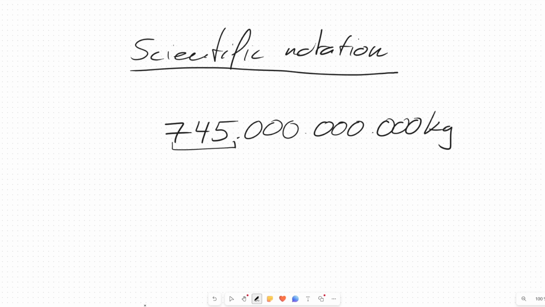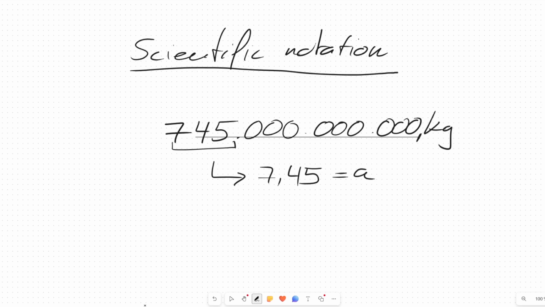Well, we look for the number which is different from 0, which is 745, and we write it as a number between 1 and 10, which would be 7.45. This is a. And now we have to see how many times I had to move the comma in order to get it to where it's going to be now, between the 7 and the 4. The comma was here, and I have to move it 1, 2, 3, 6, 9, 10 and 11 times.